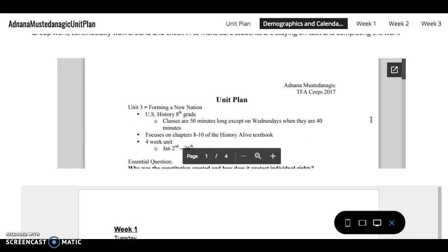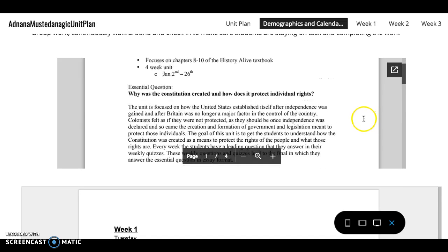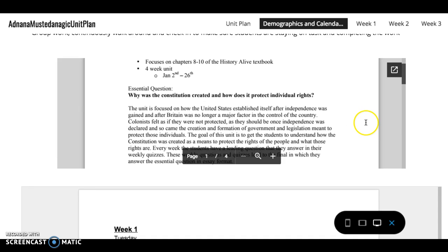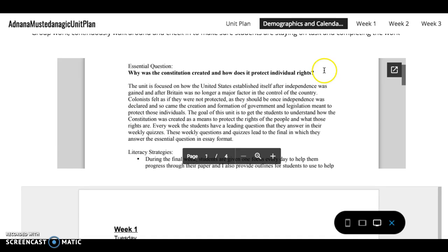Really quickly, I want to give a quick look into the unit plan and what its focus is on. So we are currently just wrapping up Unit 2, which was the Toward Independence unit, how the United States became independent. When we dive back from break into the content, we will be looking at Unit 3, which focuses on how the nation was actually formed. So yes, it is a 4-week unit, and it focuses on chapters 8 to 10 of the history book. So the essential question that my students will be answering is why was the Constitution created and how does it protect individual rights.